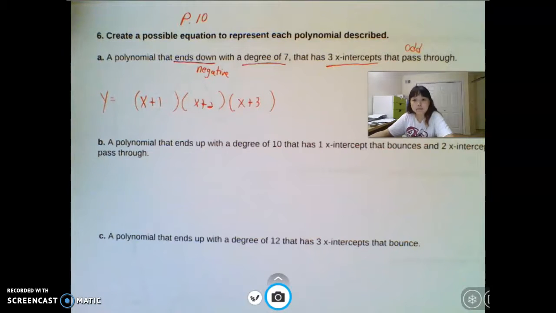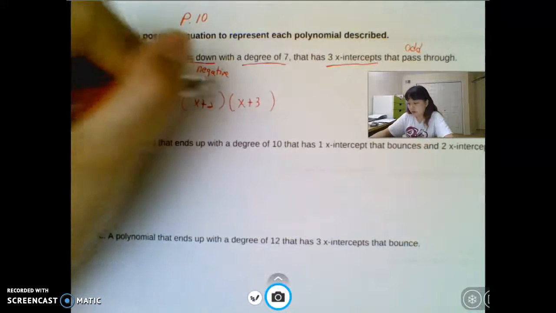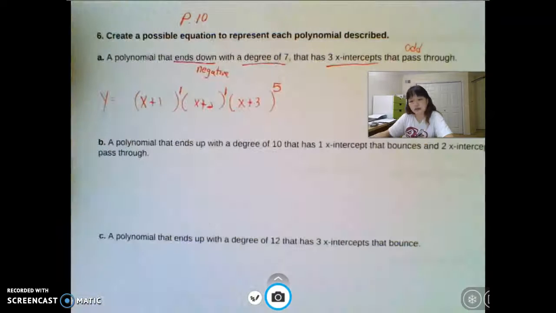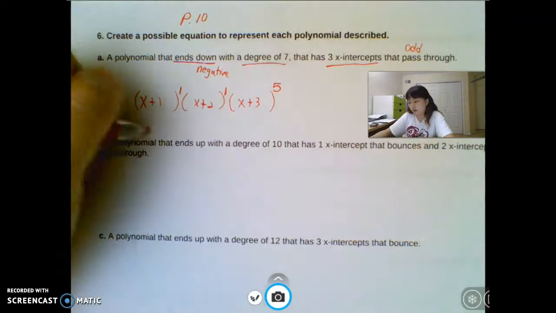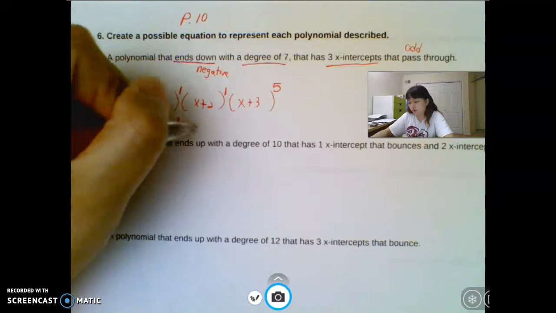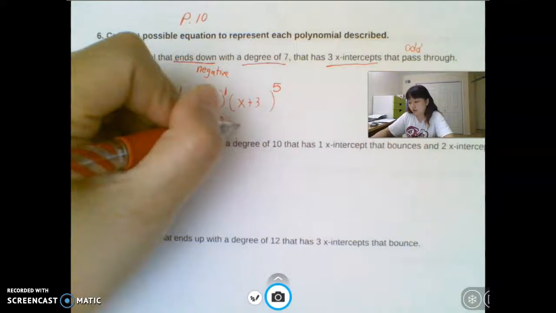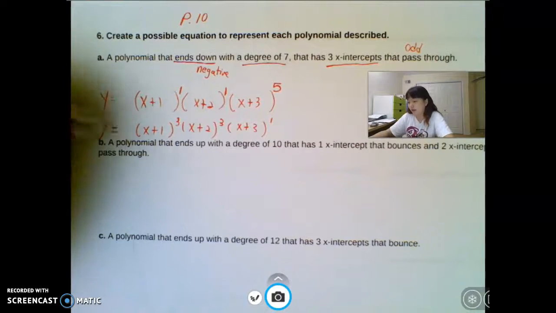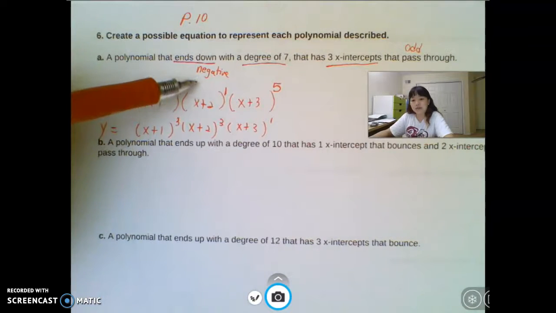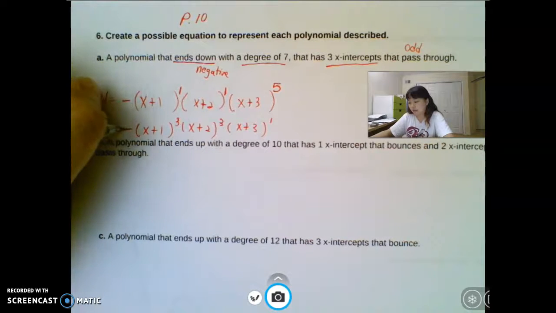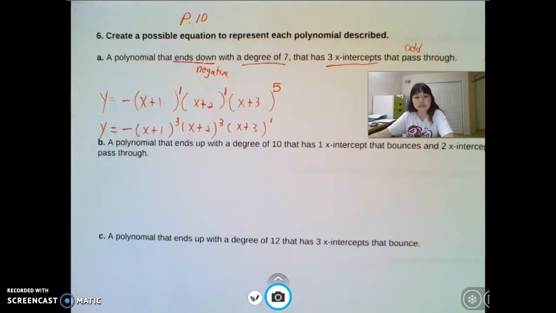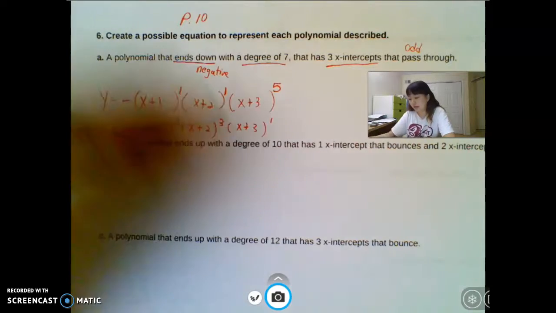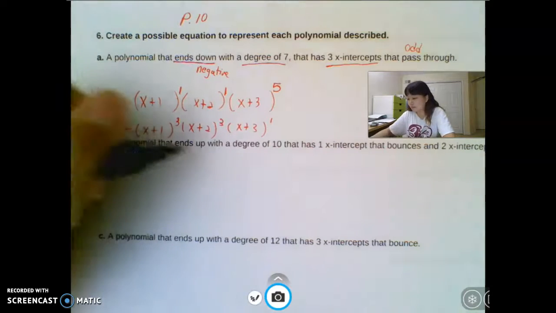So there are many, many ways. I mean, if you wanted, it could have been 1, 1, 5. Right? That's 7. Or if you wanted, it could have been 3, 3 and 1. There's just so many ways, so just pick one thing that you like. And it ends down, so at the end it goes down infinitely, so that means it has to be negative. So you just put the negative sign, and that is it. Done.